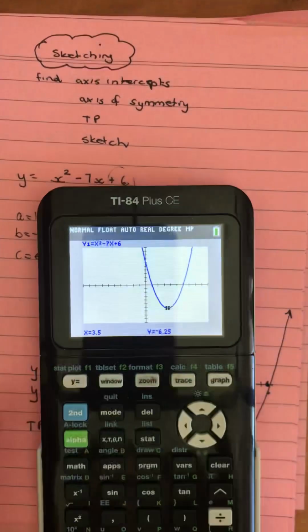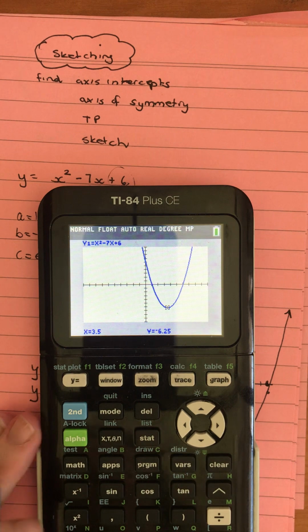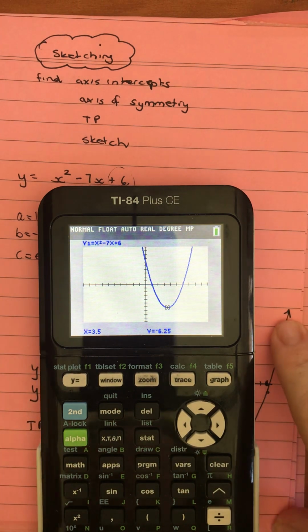Now, obviously I've already got it on my calculator, and if you're in an exam where this could be a tech-free question, but you have your calculator anyway, please make sure you check your graph on your calculator since you have that with you.